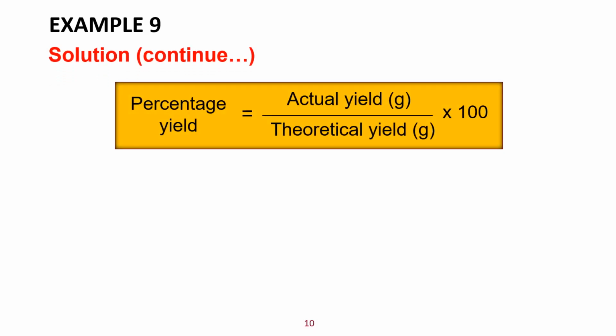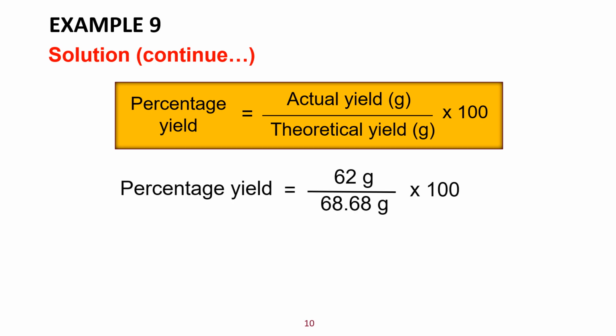To determine the percentage yield, we can calculate by using the formula. Substitute all the values obtained from the calculation into the formula. The actual yield of the CCl4 is 62 grams, divided by the theoretical yield obtained from the calculation, 68.68 grams. Multiply by 100, and we obtain 90.27%.